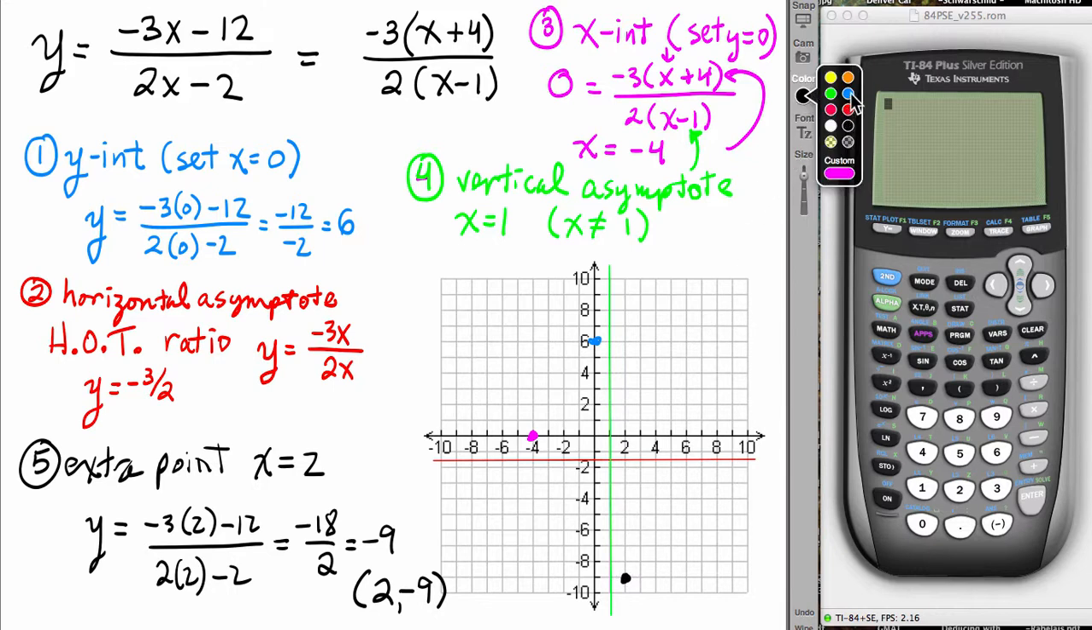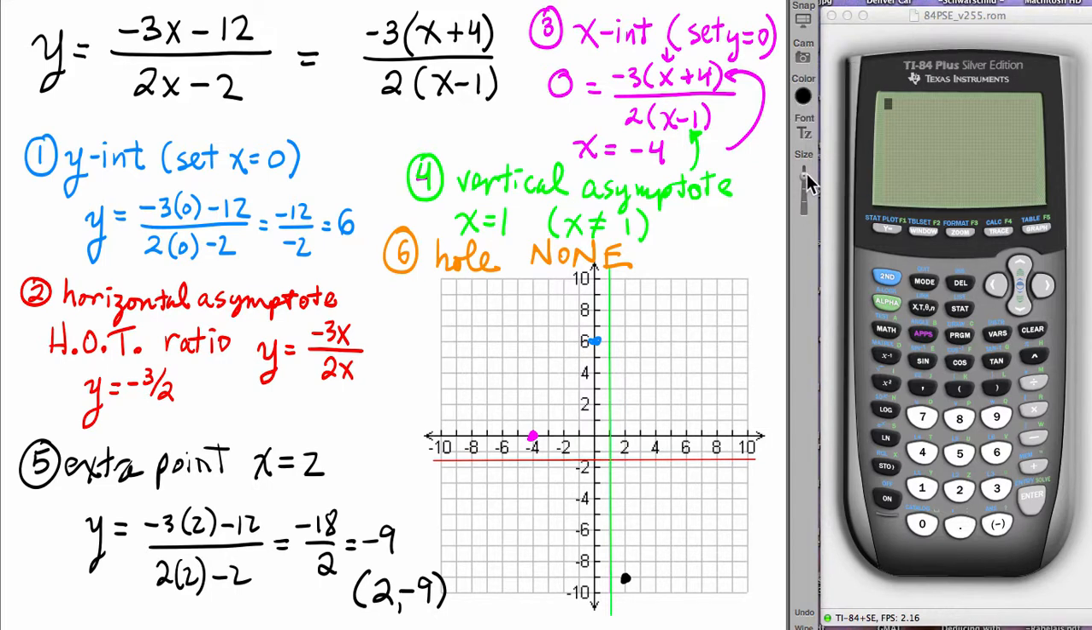Now, there is a sixth potential feature within a rational function, and that is often referred to as a hole. And in this particular problem, I'm just going to tell you without explaining it, there is no hole in this graph. We're going to come to that in the next example. Now let's try to put all of this together.